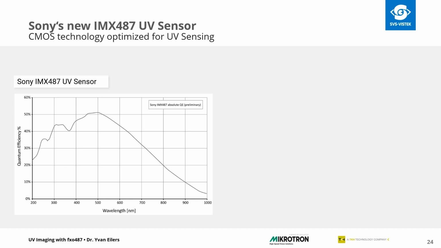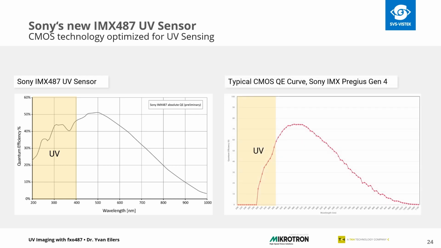You can see that the quantum efficiency in the range of 200 to 400 nanometers is considerably higher. If we compare it to the normal Pregius S quantum efficiency, this becomes even clearer. Please note that the sensor also detects visible light. It can detect UV and visible light simultaneously if needed.